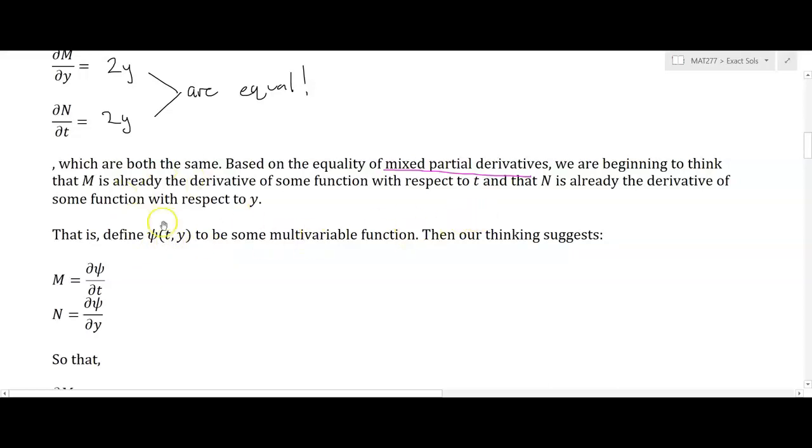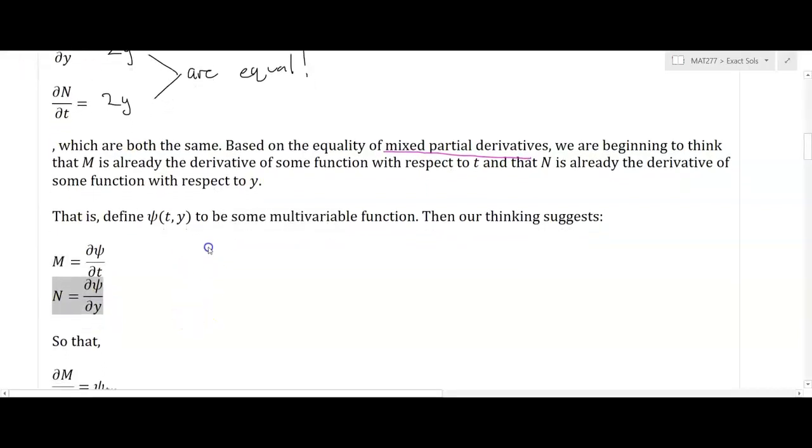So we're arguing here that if these two are equal, then maybe they're the mixed partial derivatives of some function called psi. That is, we said m is already the derivative of some function with respect to t. So there's some function, its derivative with respect to t. And n is already the derivative of that same function with respect to y. So n is the derivative of psi with respect to y.